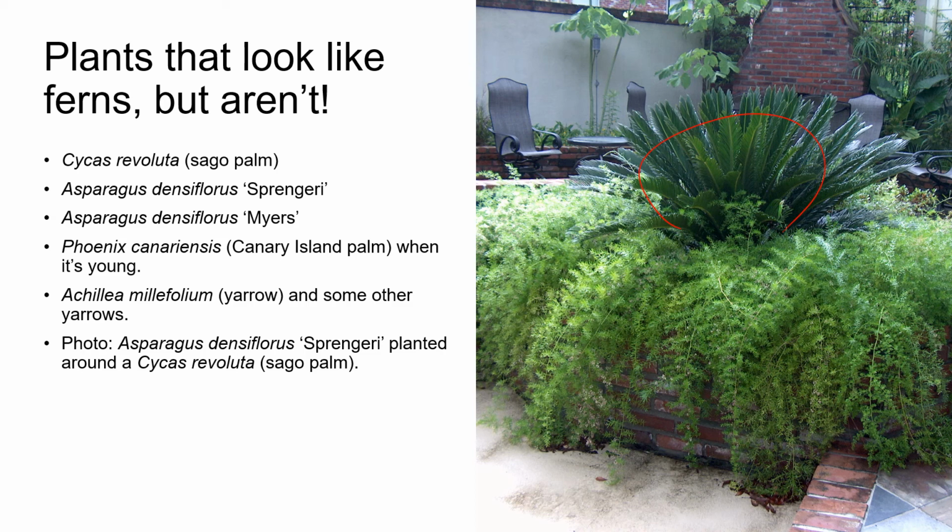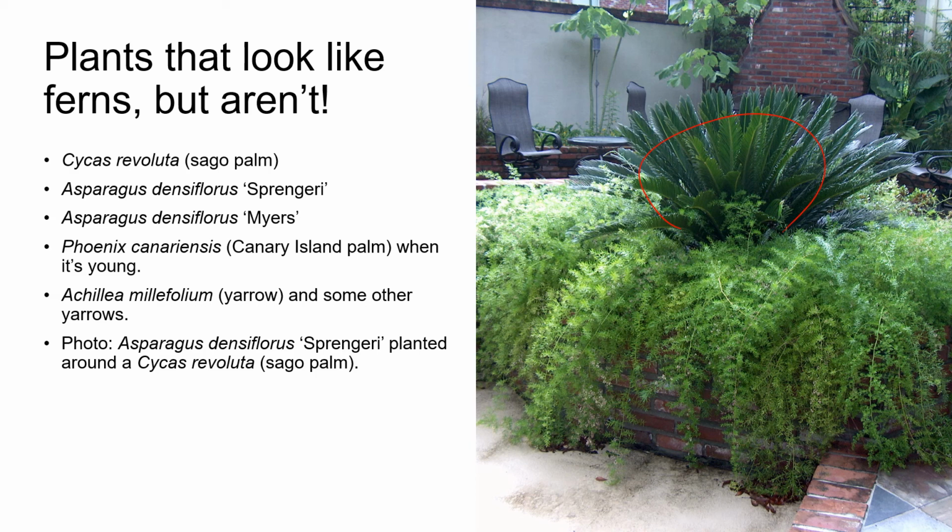Young Canary Island palms also look somewhat fern-like when they're young and before the trunk has started to develop. Again, like the cycad, the leaves are quite stiff and leathery and not soft like ferns. Yarrow, Achillea millefolium, is a plant we've looked at several times in class, and although the leaves look fern-like, it's not a fern, and I hope that all of you would feel confident about being able to identify yarrow.